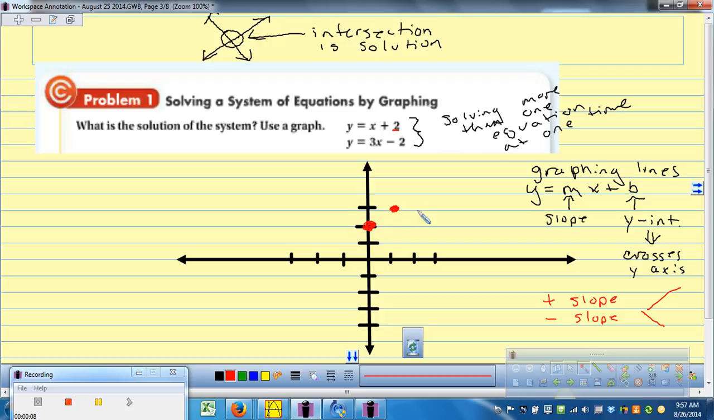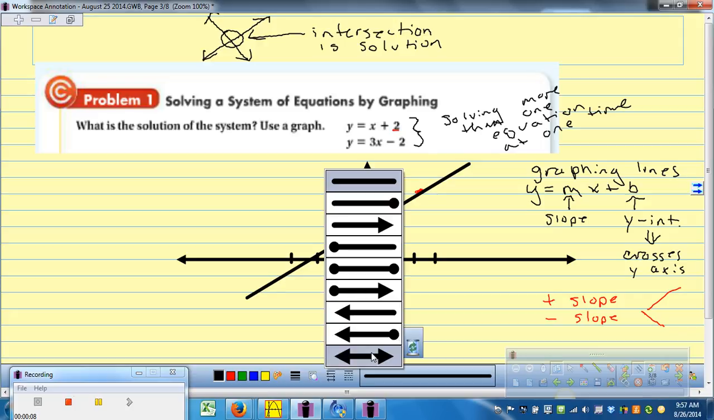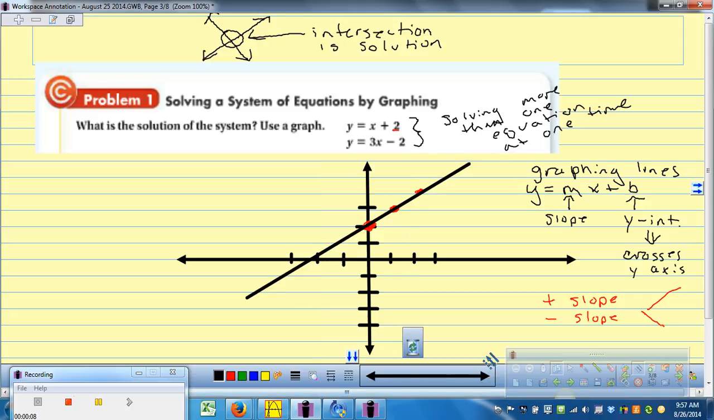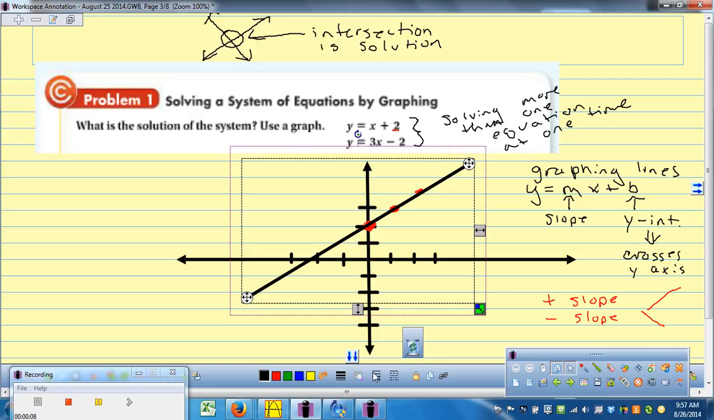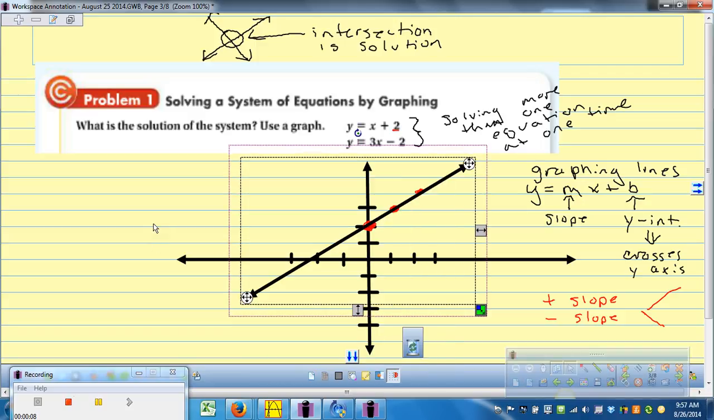How many points do I need to graph a line? You can do it with 2. I generally do 3 myself, but once you have 2, you're done. All right. So we should be able to graph that line now. So there's my first line. And I want an arrowhead. There we go. All right, so there's my first line.